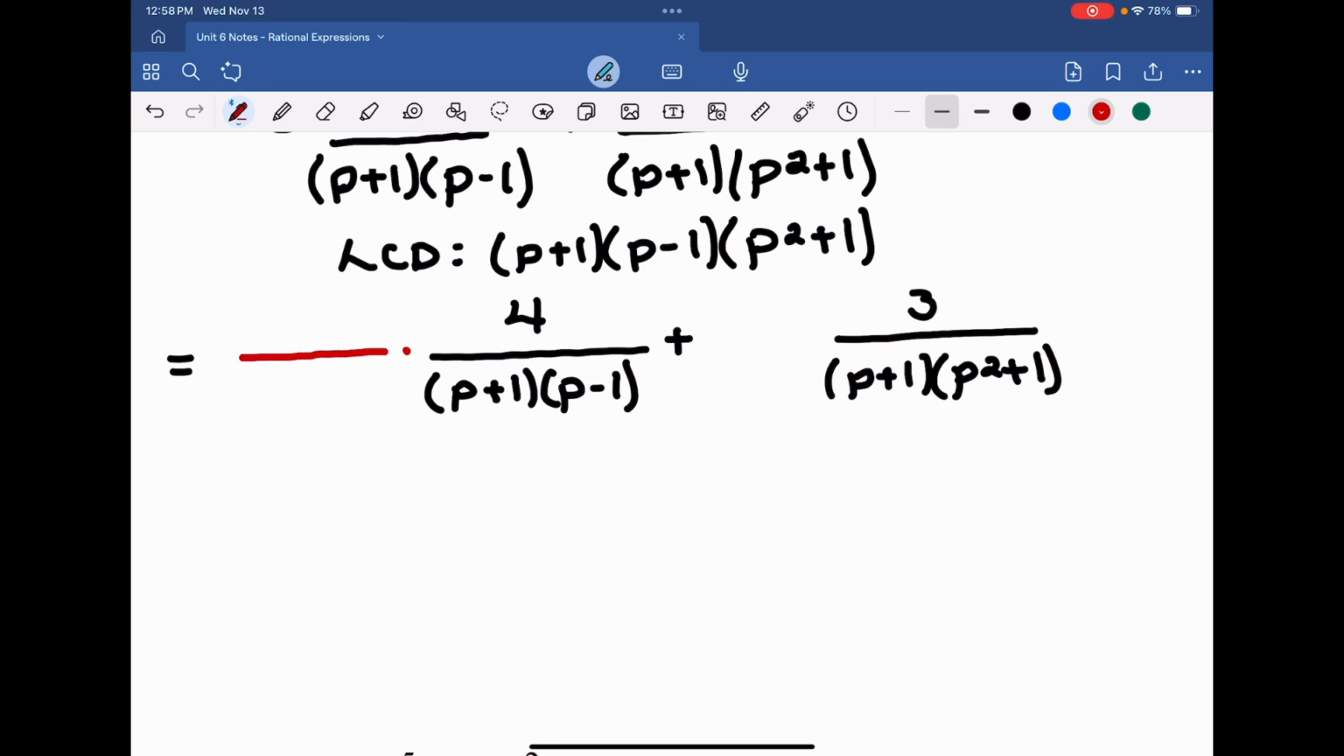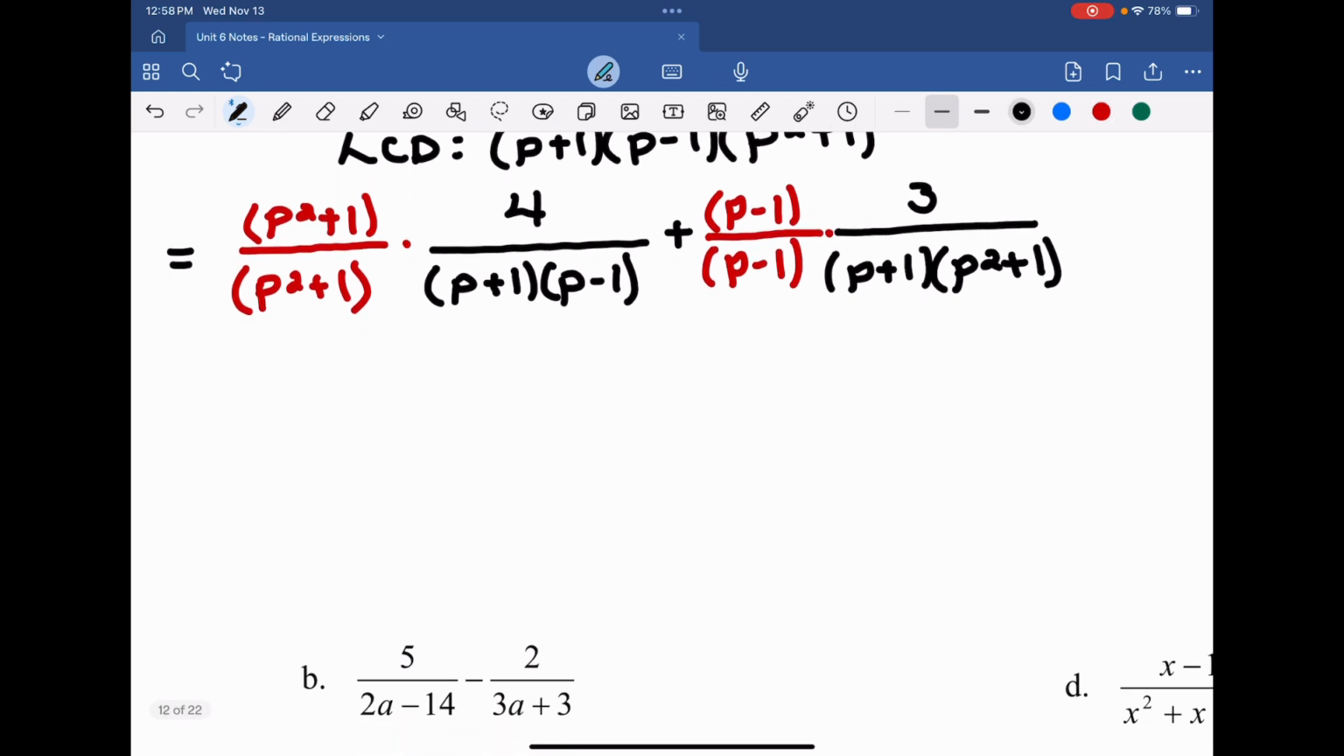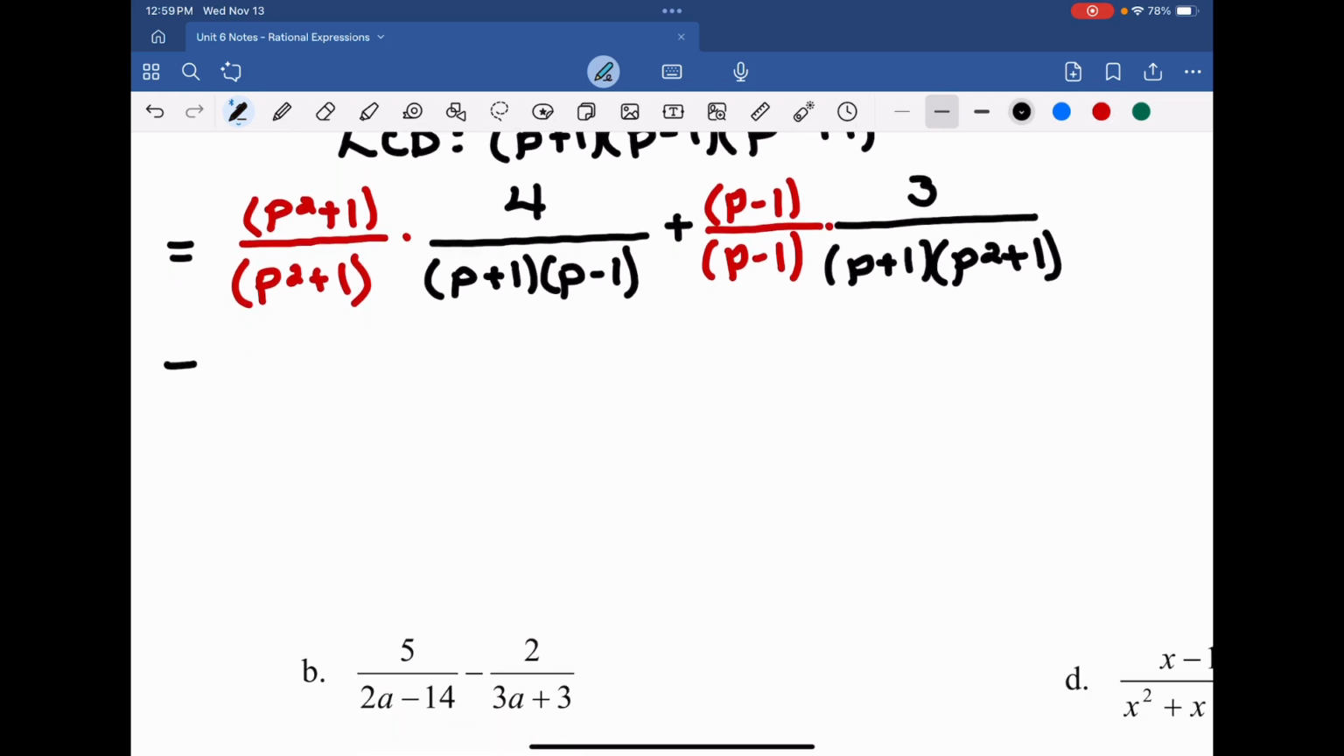So I'm going to write this as, let's multiply this by p squared plus 1 in brackets. As such, this will also be p squared plus 1 because we need to multiply it to the numerator and denominator. In the second fraction, we realize the missing term is the p minus 1. So we're going to multiply this by p minus 1 and p minus 1. And when we multiply these to numerator and denominator, therefore we're going to create that LCD and we can combine the terms. So let's do that in the next step here.